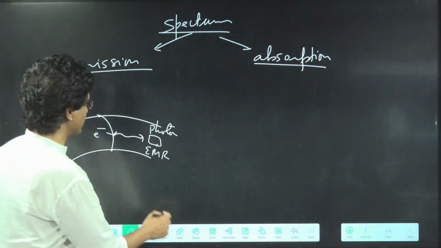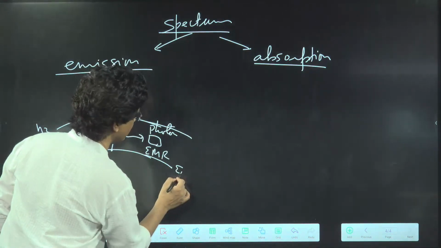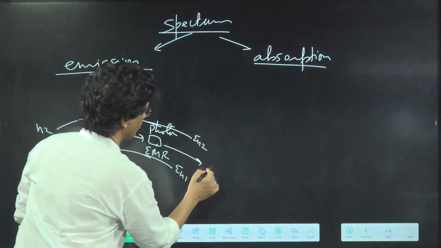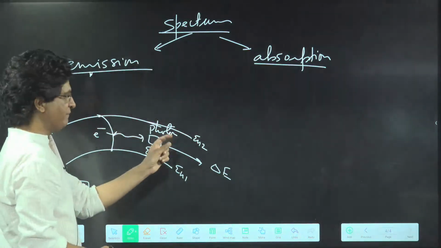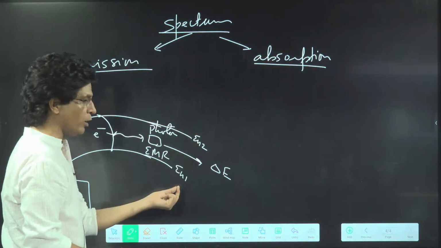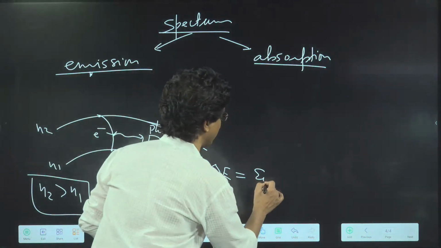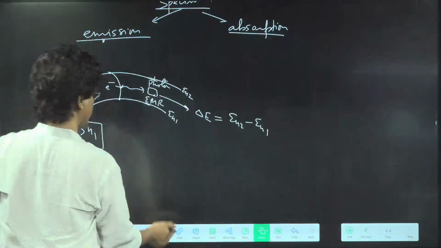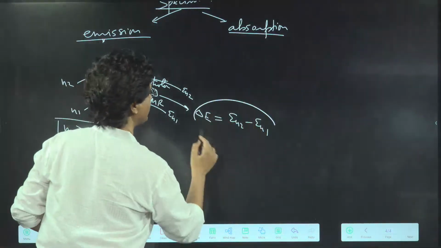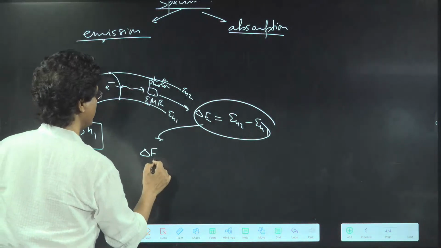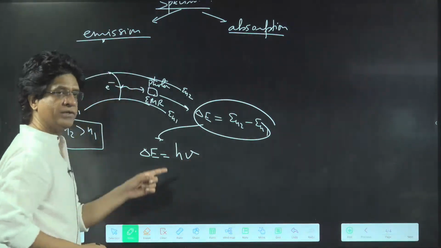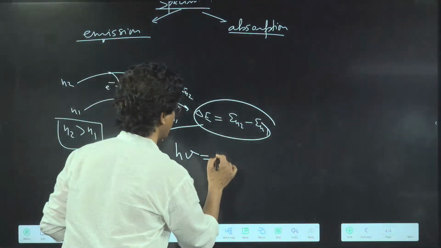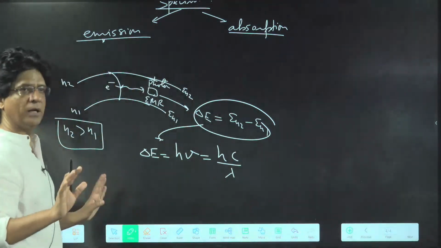Suppose this energy level is En1 and this is En2. So the energy of this photon will be delta E, the difference between the energy of orbit number n2 and orbit number n1, which will be equal to En2 minus En1. Agree or not? Then this delta E will be equal to h nu. This nu is the frequency of the electromagnetic radiation, equal to hc upon lambda.